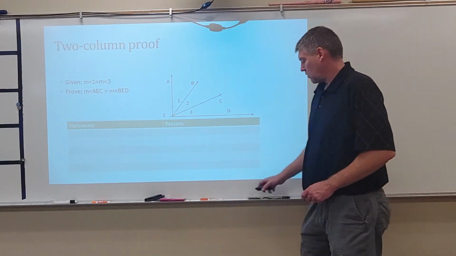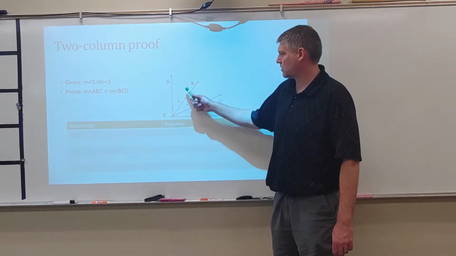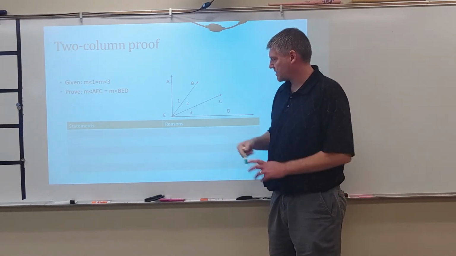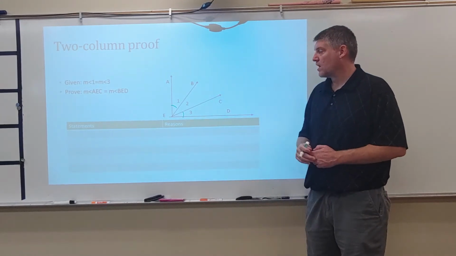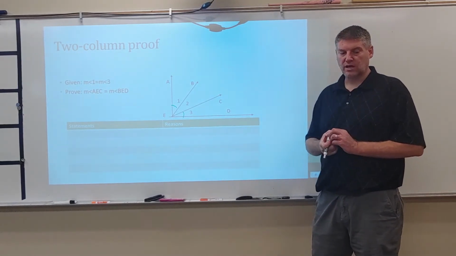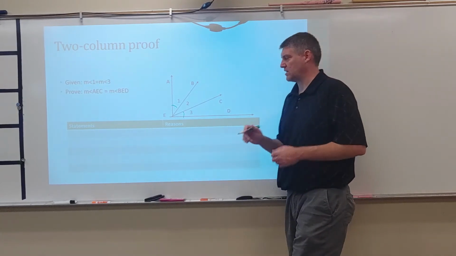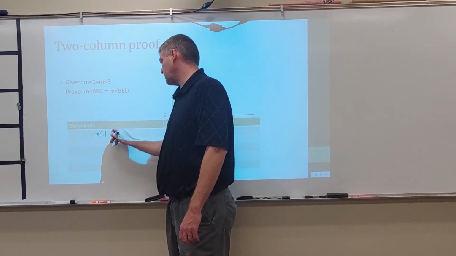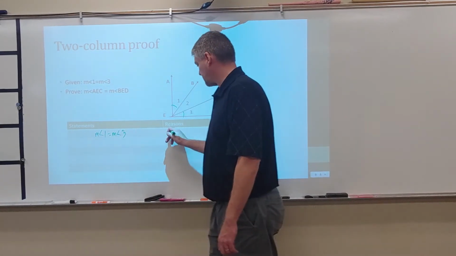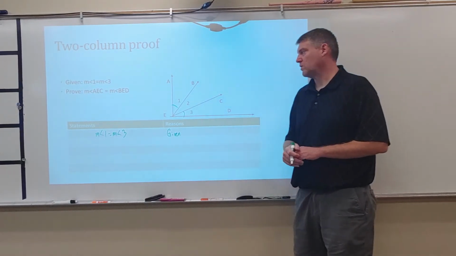Okay, so we're given that measure of angle 1 is congruent to measure of angle 3. So we're given that these two angles are congruent. Okay, so when I'm starting out in a two-column proof, the first thing I'm going to write down is my given. Now, you might not always write down all of the given, but you're probably going to start with some piece of it. Okay, so we only have one piece.